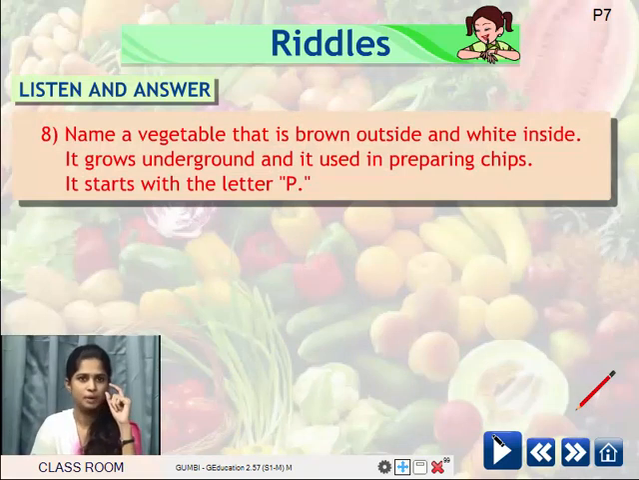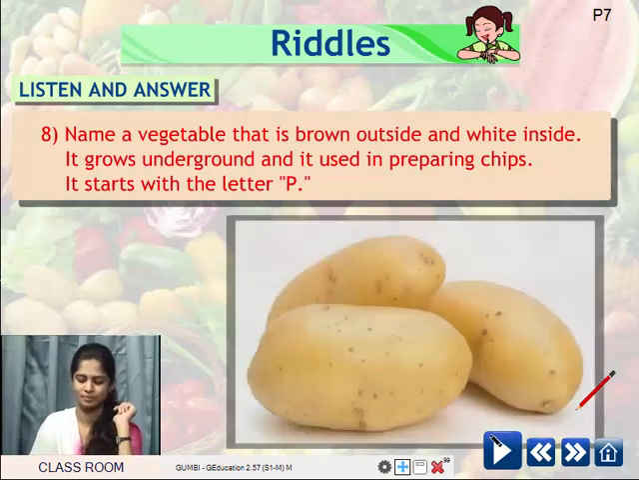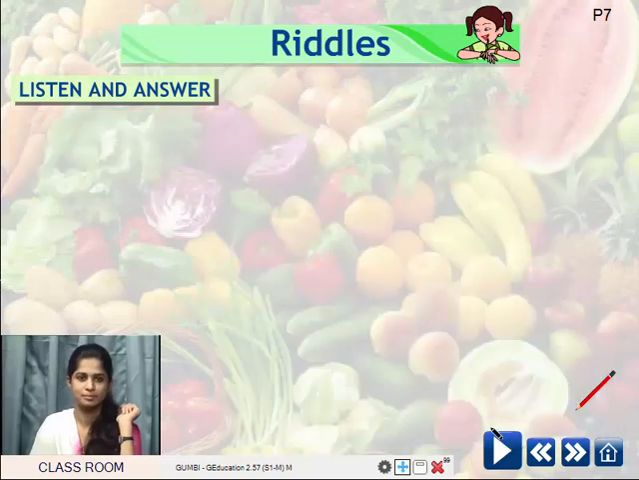And the next riddle is, name a vegetable that is brown outside and white inside. It grows underground and it is used in preparing chips. It starts with the letter P. Yes, students, right? Potatoes.